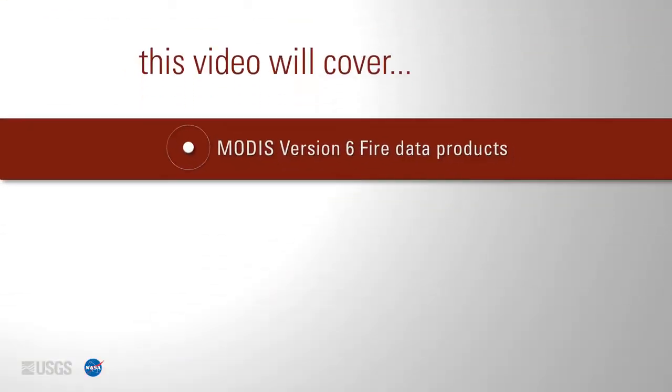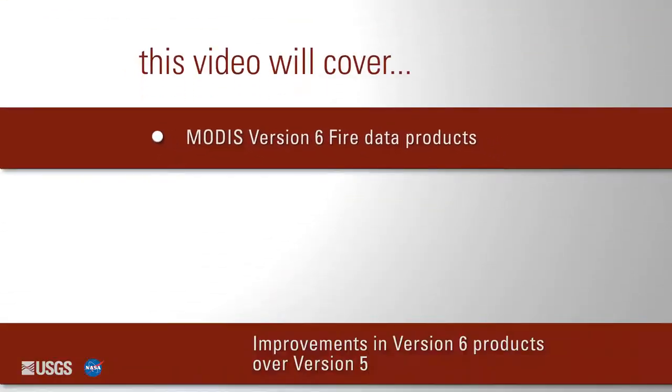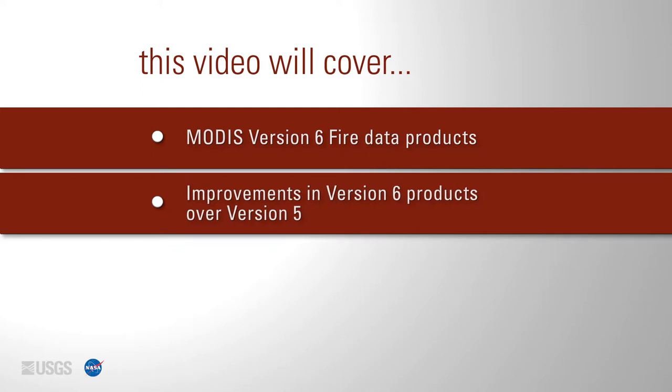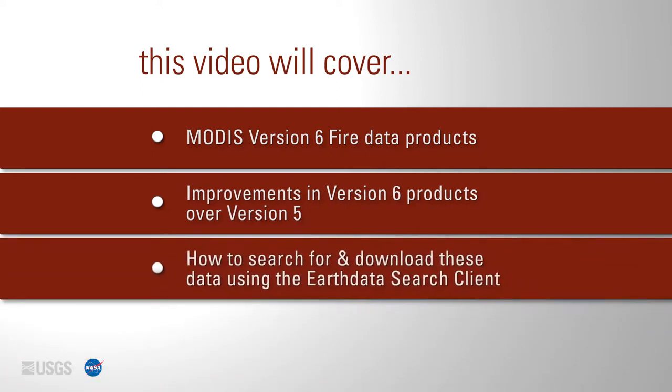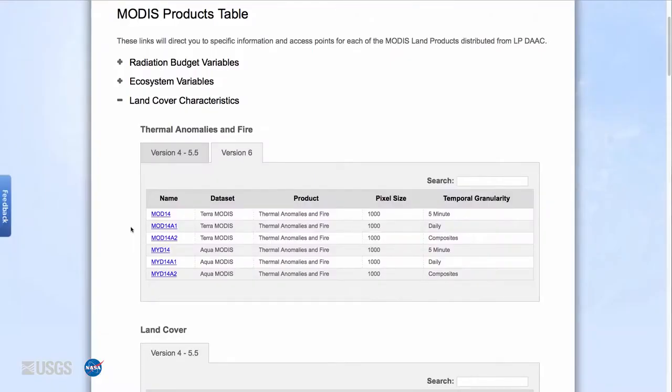This video will cover the MODIS version 6 Fire products, improvements in version 6 products over version 5 products, and how to search for and download these data using the Earth Data Search Client Data Access tool. The LPDAAC distributes several MODIS version 6 thermal anomalies and fire products. All data distributed by the LPDAAC are available for download at no charge.